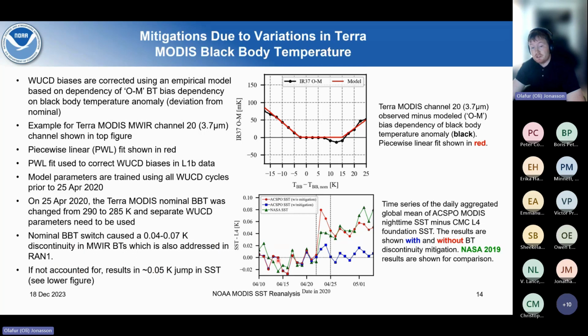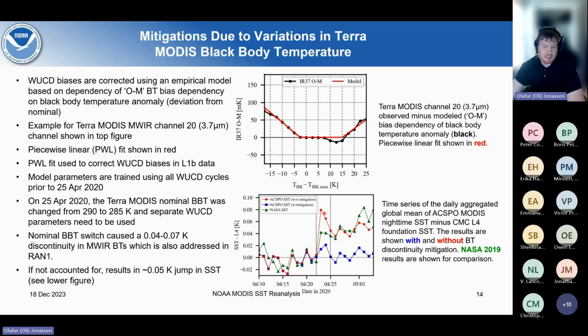So this lower figure shows the daily mean bias against CMC level 4 SST around this date here. The second dashed line is when the blackbody temperature was changed. You can see that without any mitigation, which is the red, there is a jump of about 0.05, and with mitigation, in the blue, that is gone.